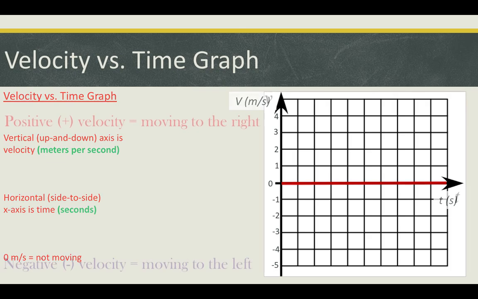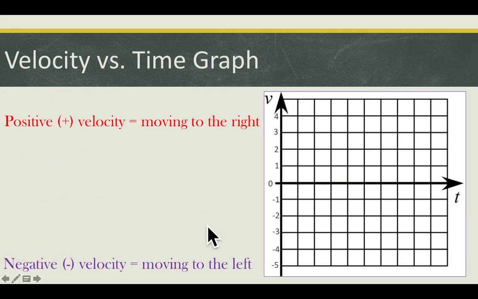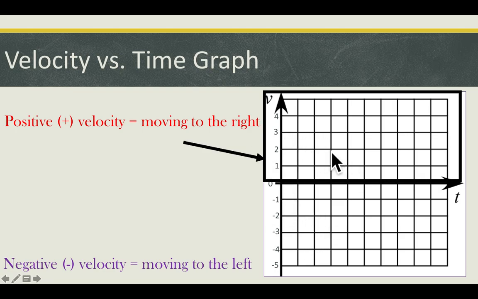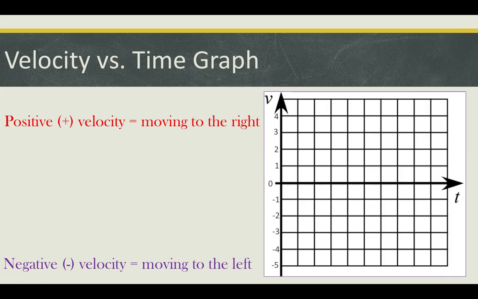All right, so let's look now at some generalizations about the top and bottom halves of this graph. Anything that is graphed in the top half of this graph is moving to the right. It might be getting faster as it moves to the right, or it might be getting slower. But anytime you have a positive velocity, by convention we call the positive direction to the right. So anything graphed in the top half of this velocity time graph is moving toward the right.